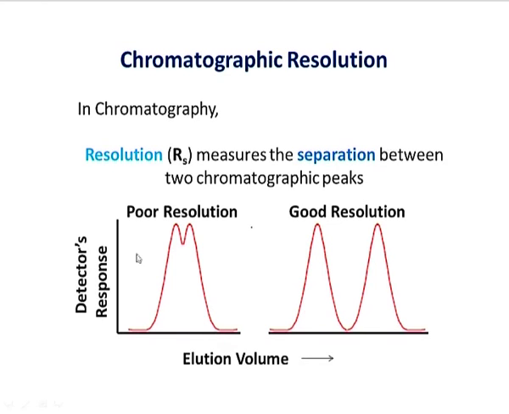As the example shows in these two images, the first image has 2 components which are not well resolved. They are not well distinguishable. Hence, we would say they are poorly resolved. Whereas in the next case, these 2 peaks are quite well resolved, and hence we would say the resolution of this chromatogram is better than the resolution of the previous chromatogram.